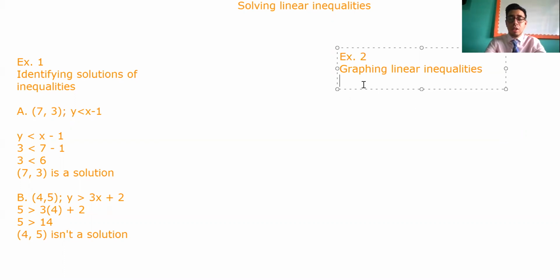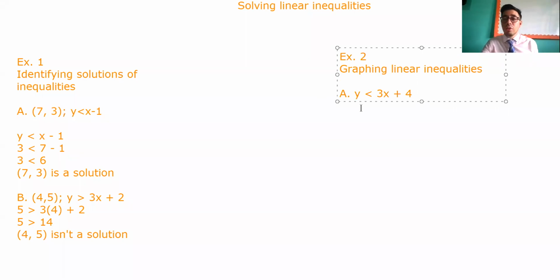So for example 2, graphing linear inequalities in two variables, we need to graph the solutions of each linear inequality. If I write part A: y is less than 3x plus 4. The inequality is already solved for y. You can see that y is isolated. We don't have any number multiplying or dividing y, so we can continue.